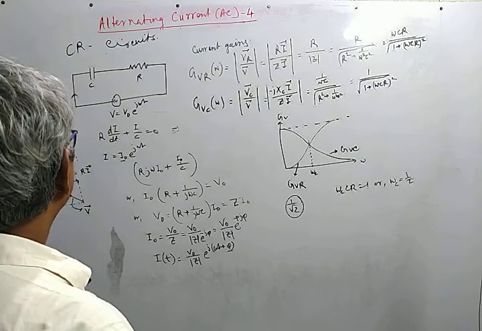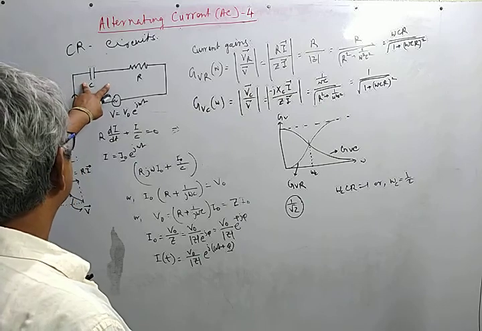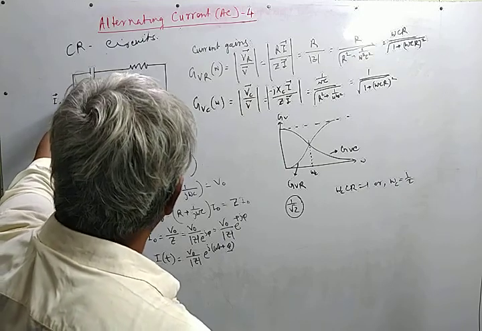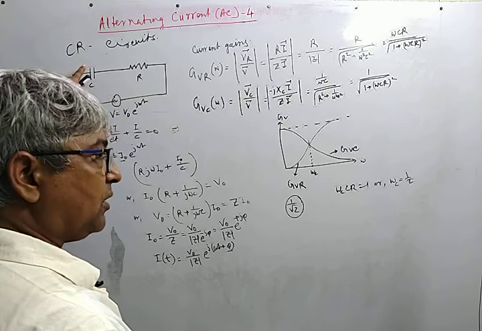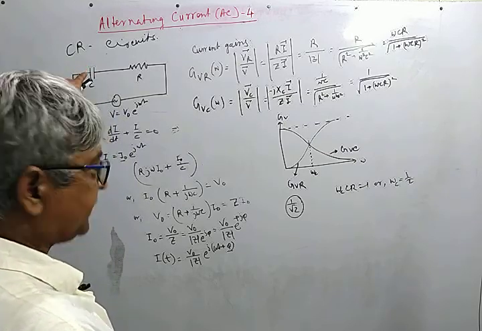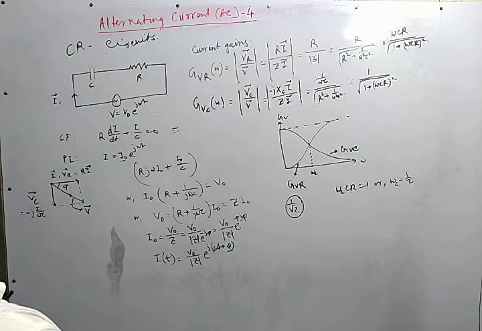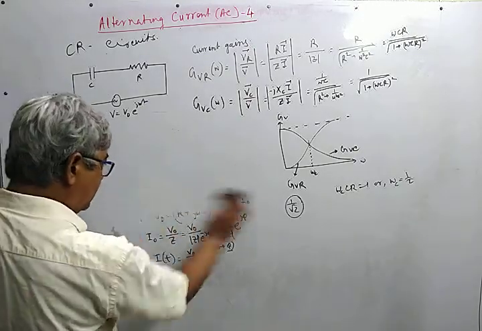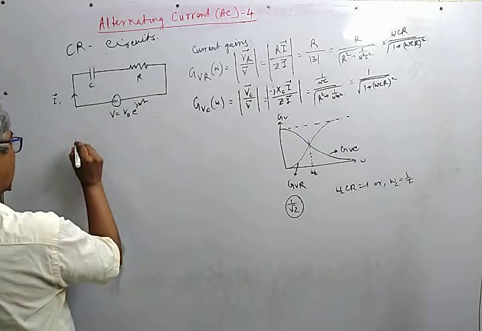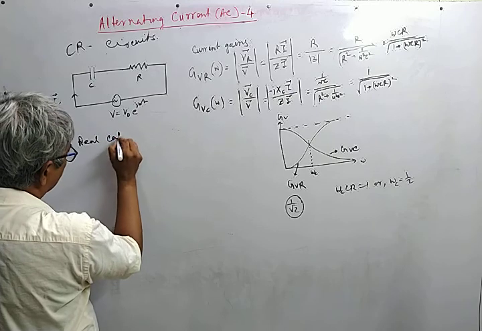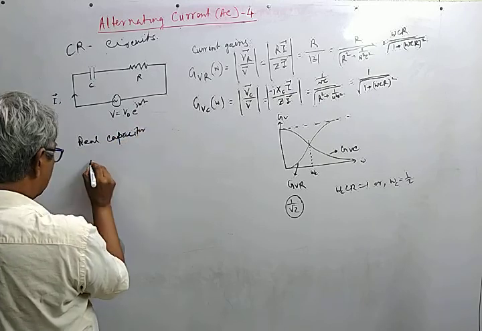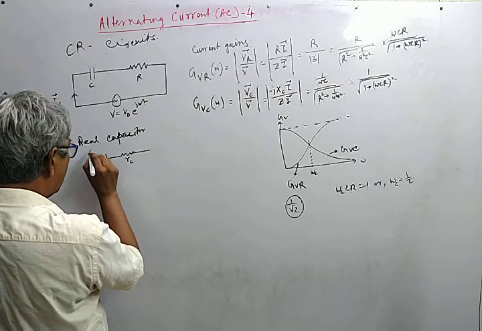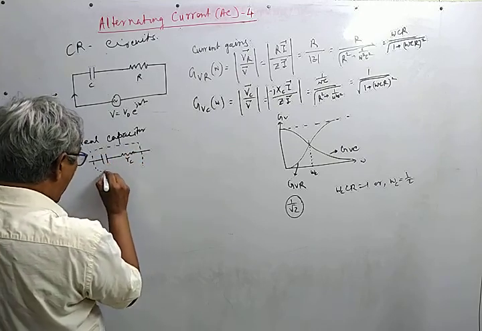Another thing is that although an ideal capacitor is assumed to have no resistance, in practice a real capacitor is a combination of a pure capacitor of capacitance C together with a small series resistance RC, and the combination can be assumed to act as a real capacitor.